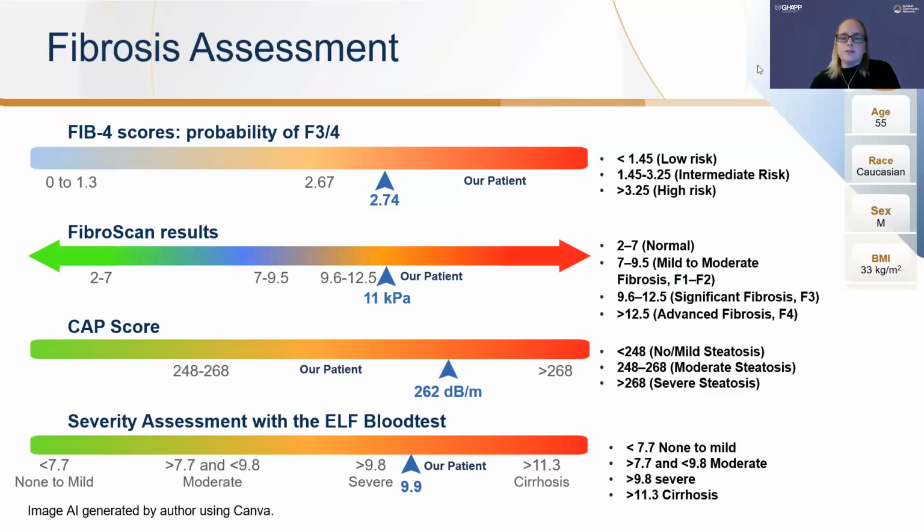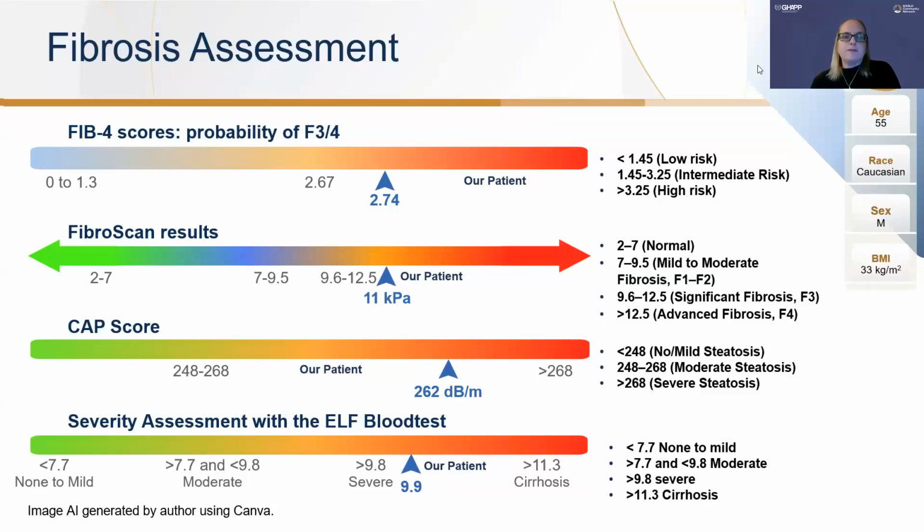So the Fib4, as you know, it's just AST, ALT, platelets, age, and it gives you this reading. And it goes from low risk, intermediate risk, and high risk. Now, of course, what we get is something kind of in the middle. So his is 2.74, which falls in the category of intermediate risk. So we're concerned enough that he needs more testing. So if something falls in intermediate or high risk, we really need to do something else.